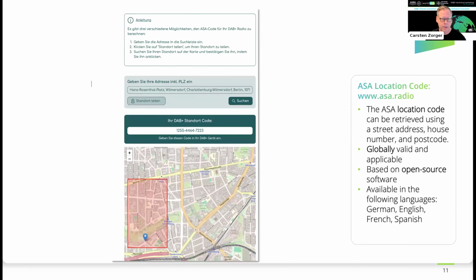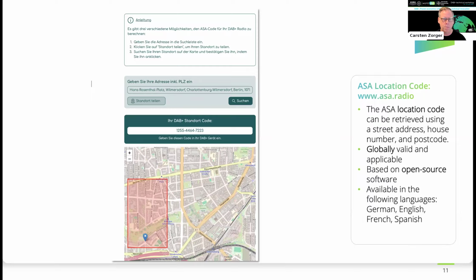In order to wake up radios, you need a location code, and you have to go to a website to find that. And this is international. Wherever that be, Australia or Kuala Lumpur or somewhere else, you can go to that website. It's called www.asa.radio. I've put it on the right-hand side there. And it's in 4 languages. It's in German, because we start in Germany, English, French, and Spanish.